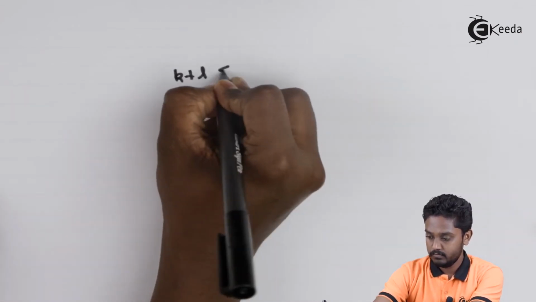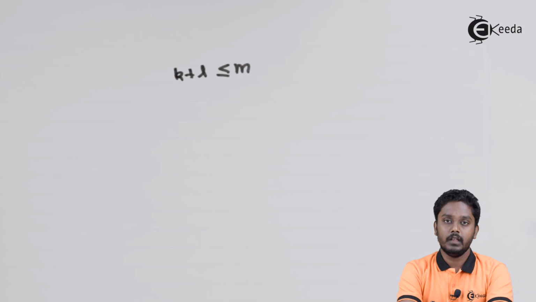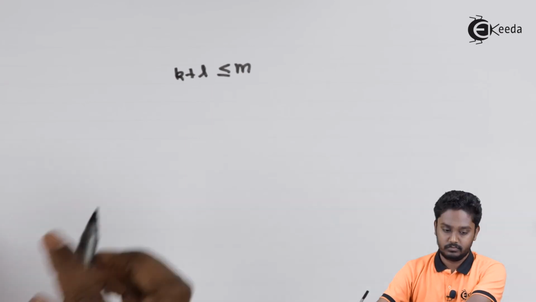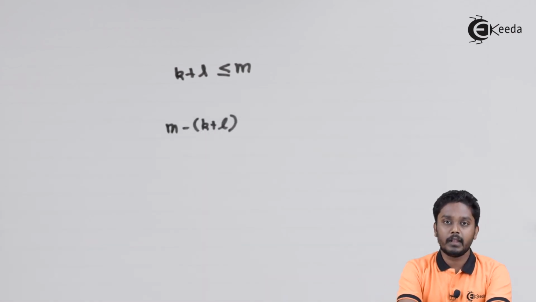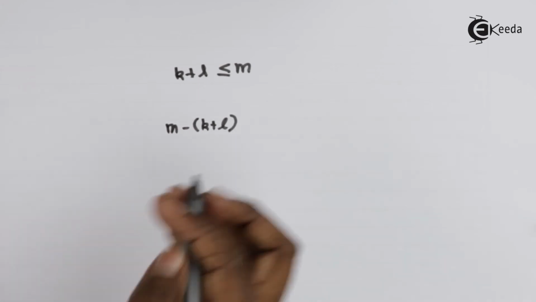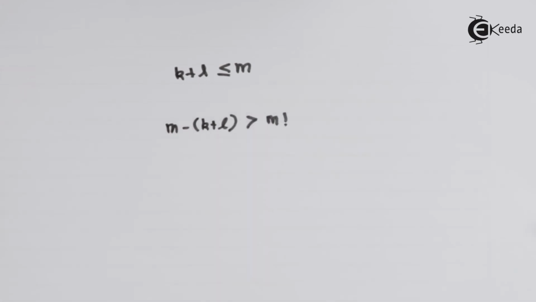According to the criteria of the pumping lemma, we know that k plus l must be less than or equal to m. If this is the case, we can say that m minus k plus l, this particular number, must be greater than m minus 1 factorial at least. If this is the case, then a j factorial between m minus 1 factorial and m factorial does not exist. Simply, this means that j is not possible.